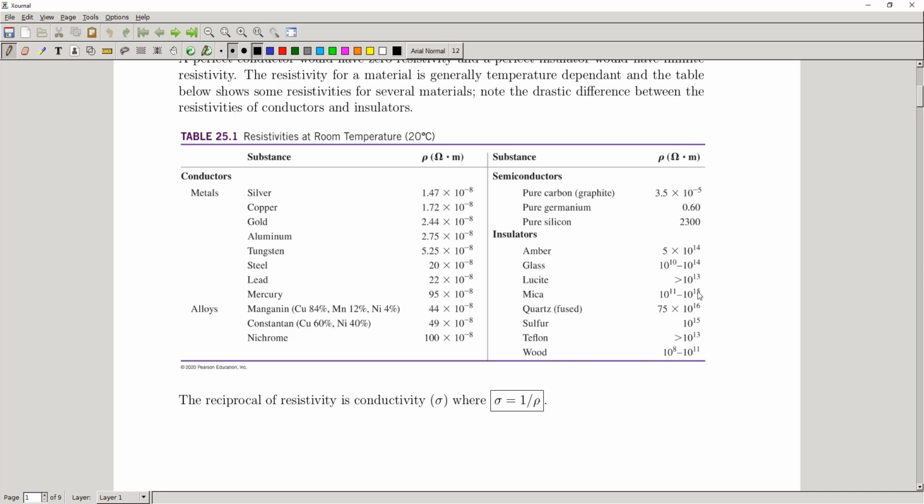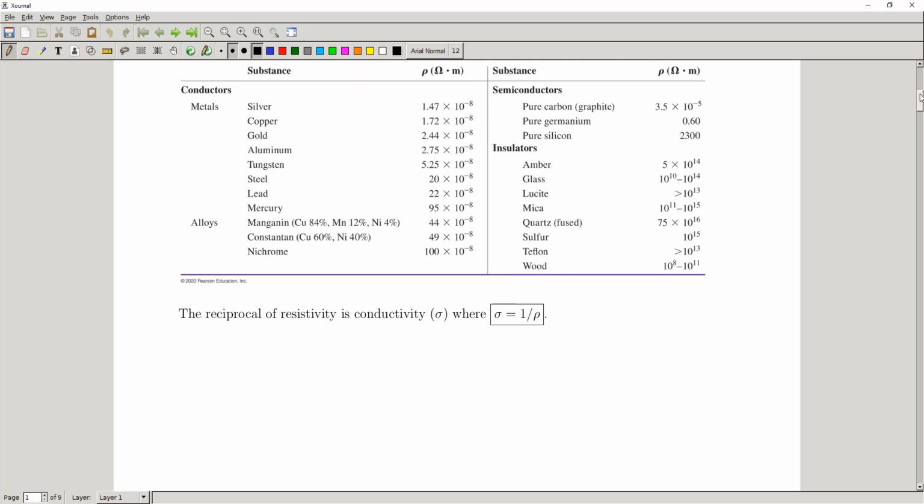So you can really see why we choose to wrap our copper wires in a plastic sheathing or whatever, because it really will confine all current to that wire. It's just an example of the difference between conductors and insulators when we're looking at resistivities.